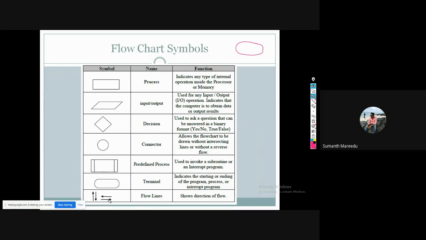And these are the arrows. We will call them flow lines. The flow lines, the name itself, flowchart, represents the flow of your steps one by one. So what is that flow? After this step, the flow is in this direction. I'll write an input or output statement here.